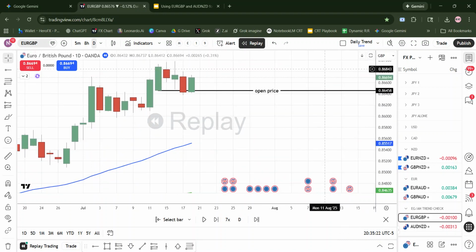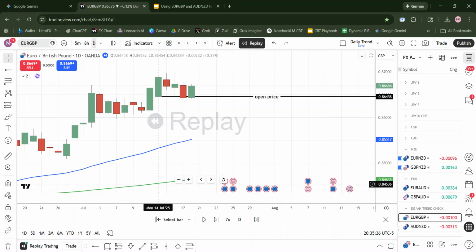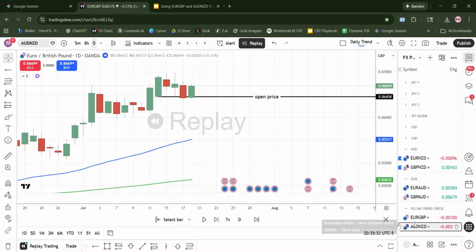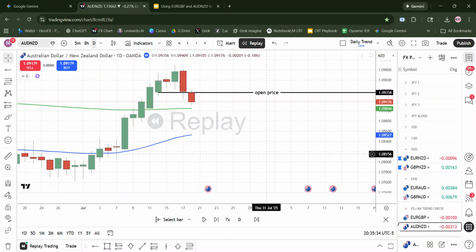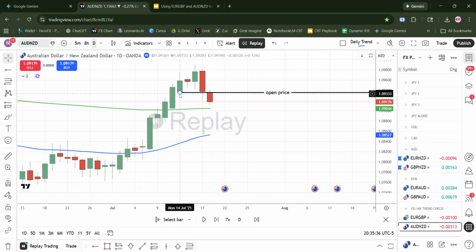This blue line is the 50 EMA. This green line is the 200 EMA. You'll see price is above both of them, so that means Euro Pound is strong. So for Aussie New Zealand, price is above both of them, but the 200 is above the 50.